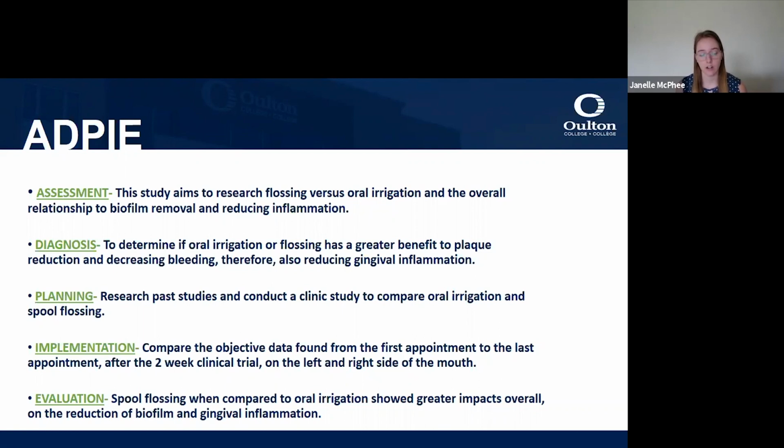And then we evaluated all of this by concluding that spool flossing, when compared to oral irrigation, showed greater impacts overall on the reduction of biofilm and gingival inflammation.